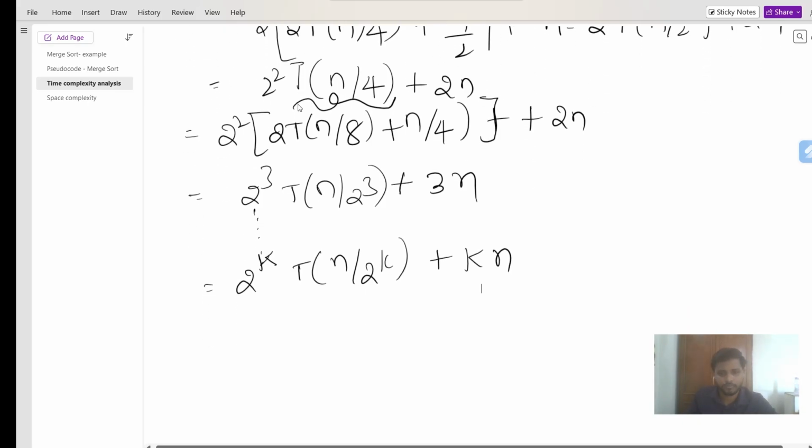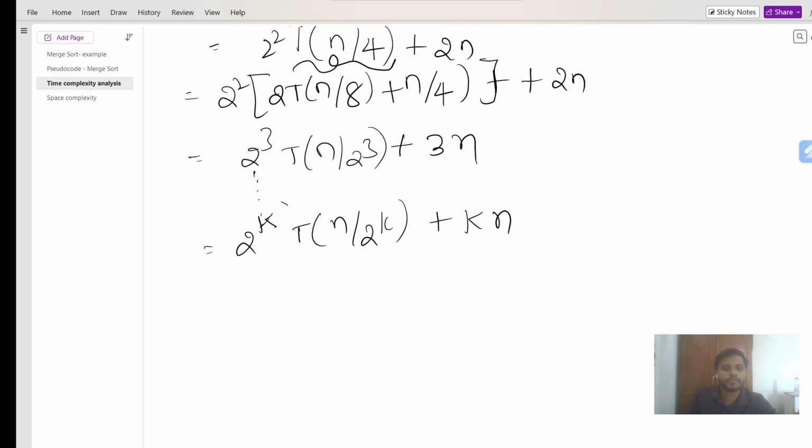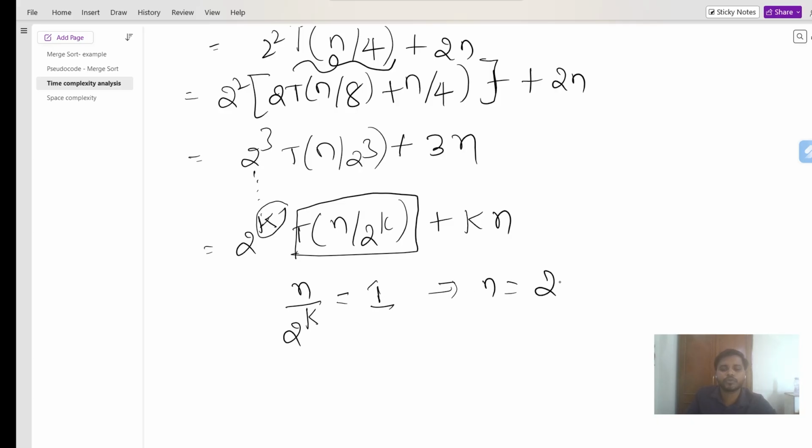Now we have to replace these k values in terms of n values. And now what is this one? What is T of n by 2 to the power of k? N by 2 to the power of k number of elements are present. And when is the merge sort going to stop? When we have one element. So I'm going to equate n by 2 to the power of k to 1. Now what will happen? N equals 2 power k. Take log on both sides. It will be k equals log n base 2.